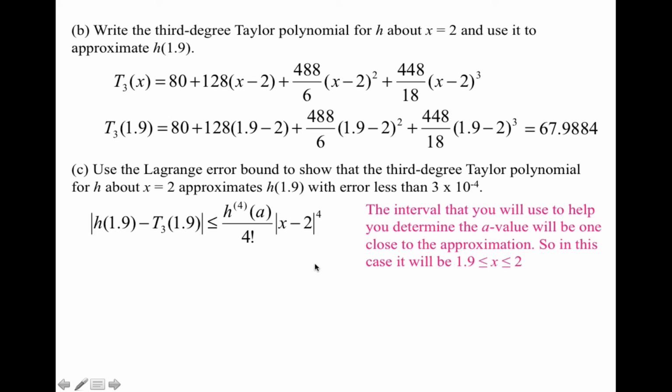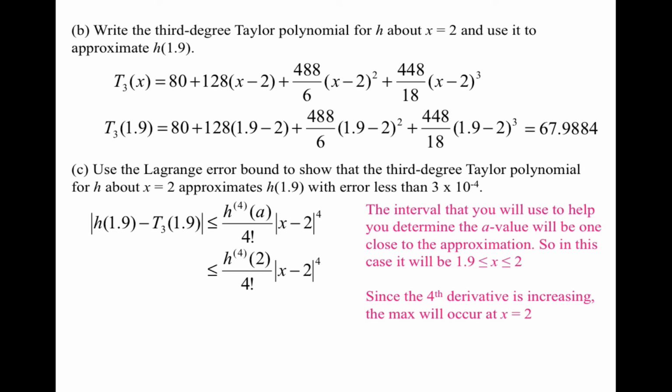The interval that you will use to help you determine the a value will be one close to the approximation. In this case, it's going to be 1.9 to 2. To figure out the a, I need to know that since the fourth derivative is increasing, the max will occur at x equals 2. So that means I'm going to use 2 for my a.